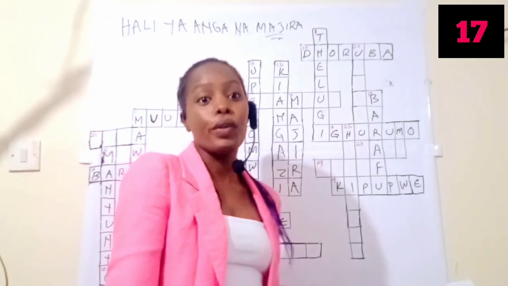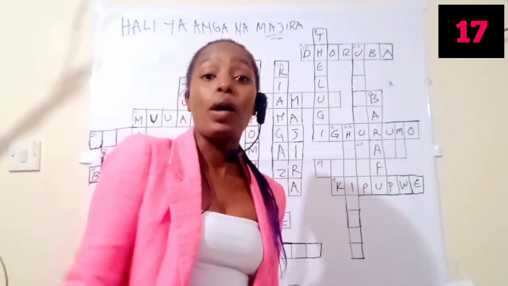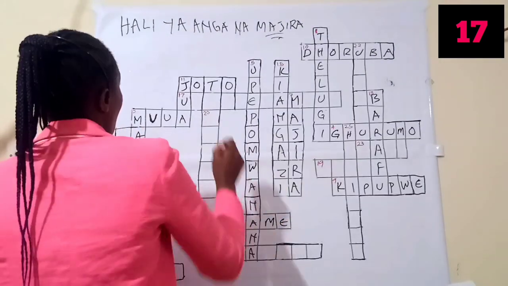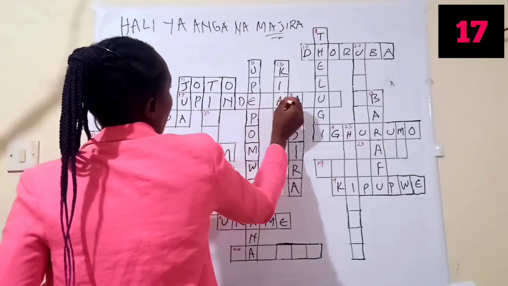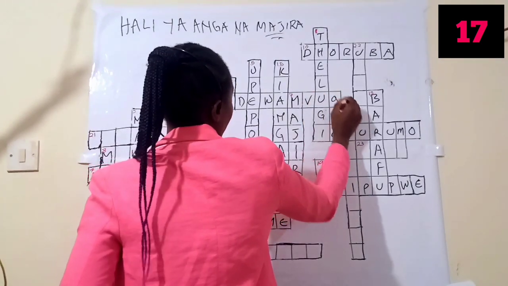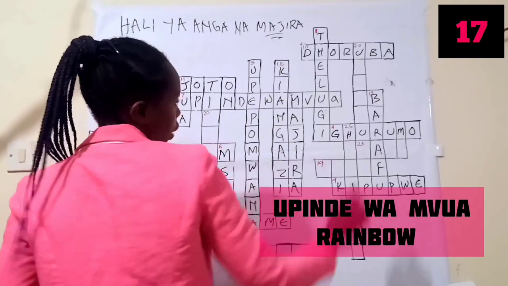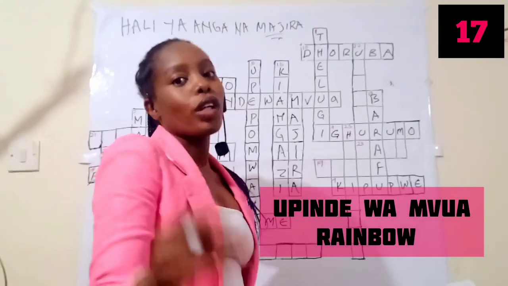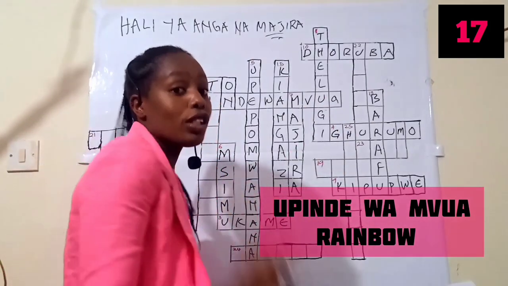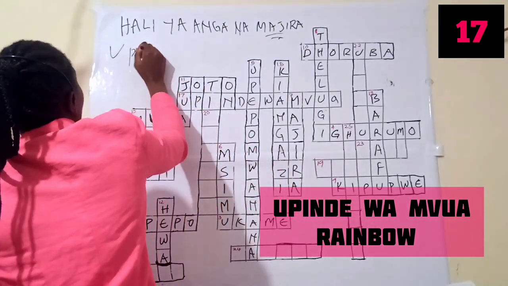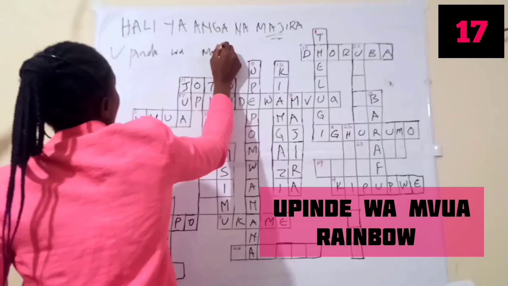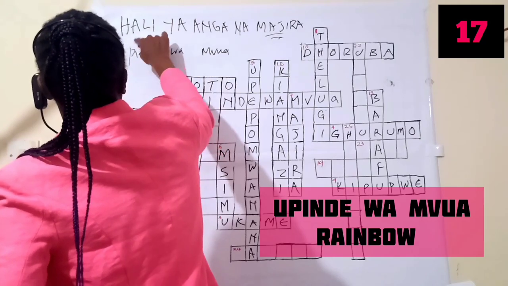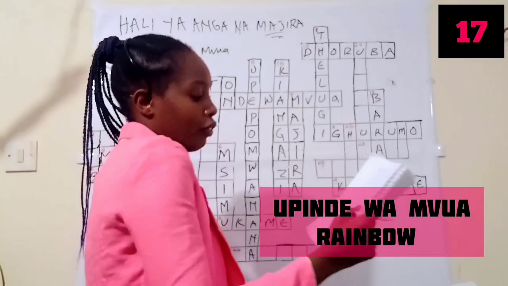Number 17 is rainbow. How do we call rainbow in Swahili? So it's a long word here. Rainbow is called upinde wa mvua. Mvua is rain, and wa means of. Upinde wa mvua. It's not one word. Just because of the crossword puzzle it's like this, but it's not one word. It's upinde wa mvua. Okay.